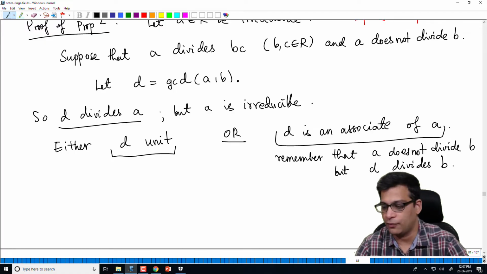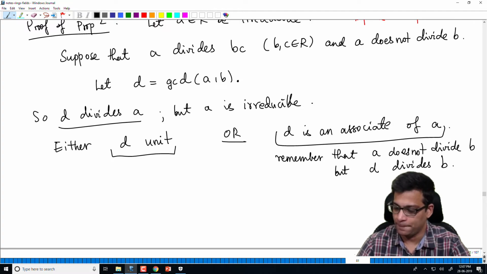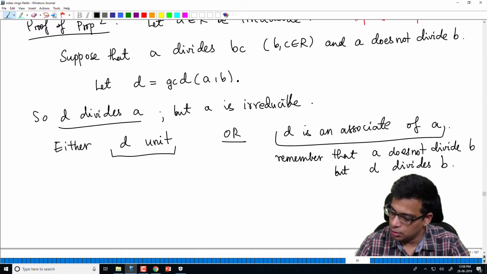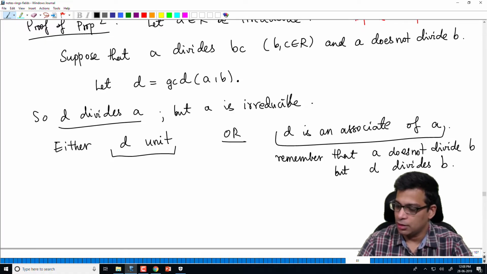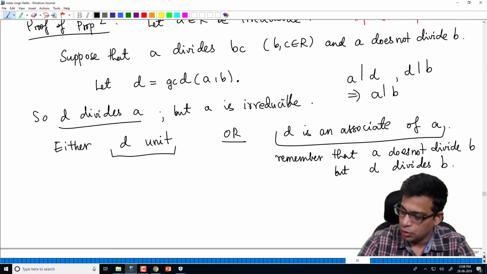Remember, what is the meaning of associates? They differ by a unit, or in other words, D is a multiple of A by a unit, or equivalently D divides A and A divides D. So if D divides B and A does not divide B, A cannot divide D, because if A divides D and D divides B, that means A divides B, which cannot happen.